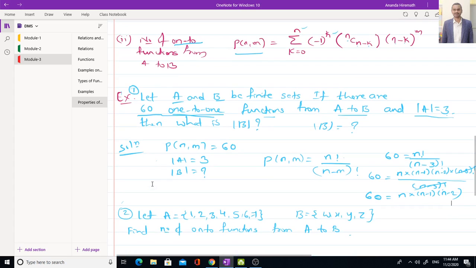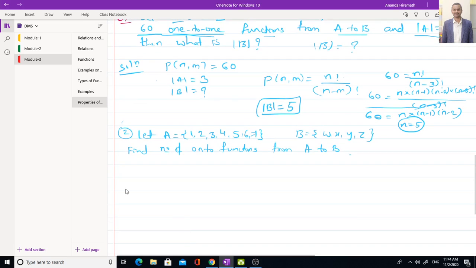Now if you observe, if you get n equal to 5, then n equal to 5 will give you LHS equal to RHS. Therefore, the number of elements in set B is equal to 5. You can make use of that formula and you can find it.